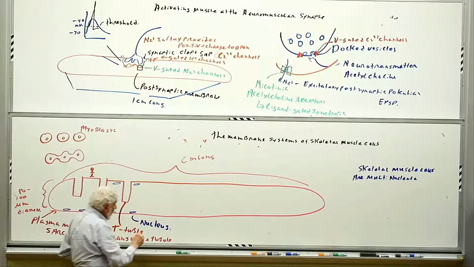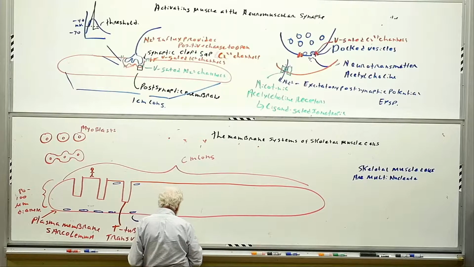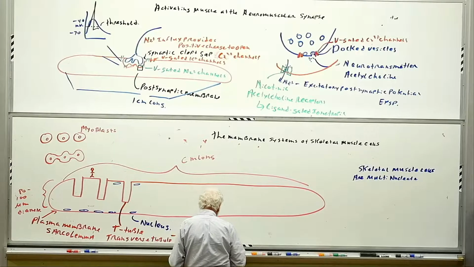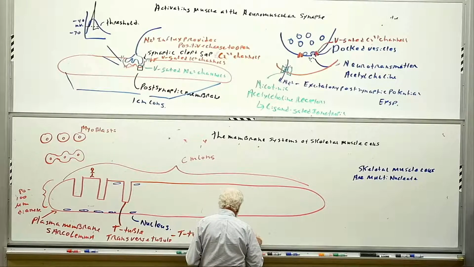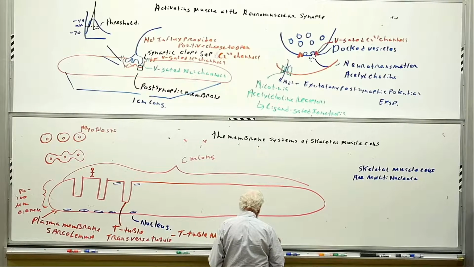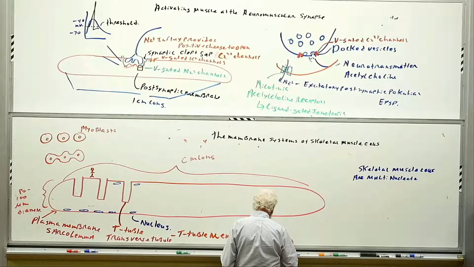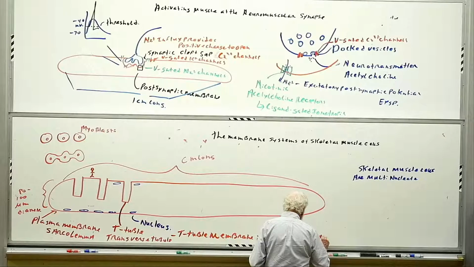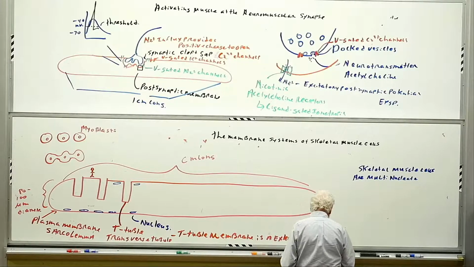So we can say here that the T-tubule membrane is an extension of the sarcolemma.